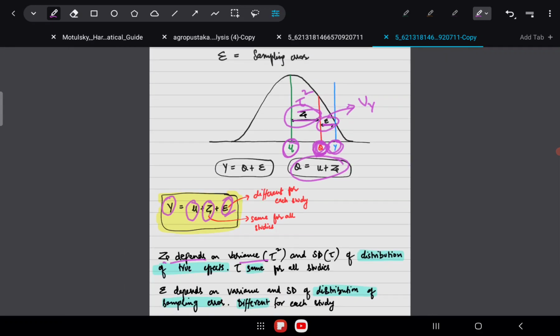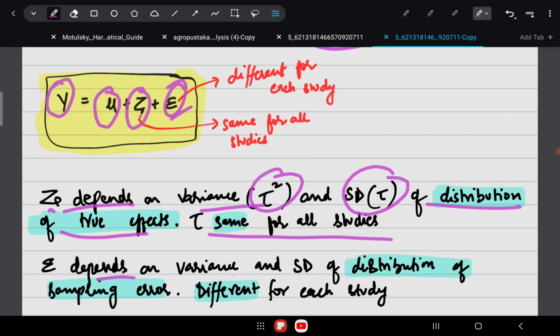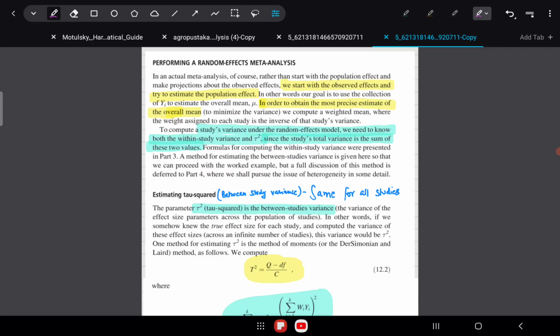So zeta depends on the variance, which is tau square, or you can say the standard deviation will be tau, which is the between-study variance of the distribution of true effects, and it will be the same for all the studies. Whereas epsilon will depend on the variance and standard deviation of the sampling error. So this will be different for each study because each study will have a different sample size.